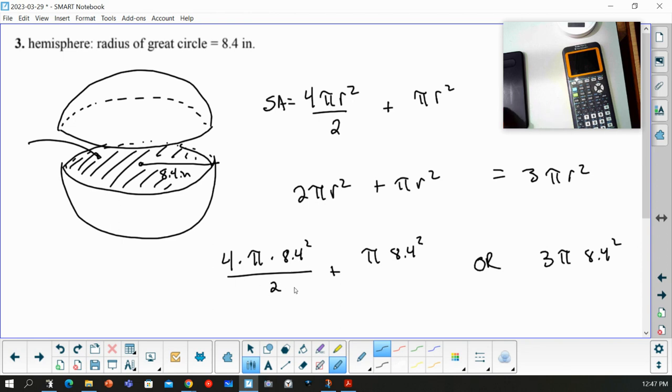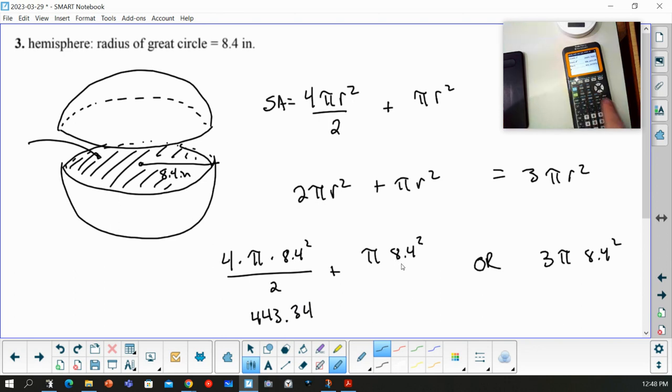Okay, so here we go. Let's try it out this way. 4 times pi times 8.4 squared. Divide that by 2. I get 443.34. I'm going to use 0.34, I don't want to round it off all the way yet.